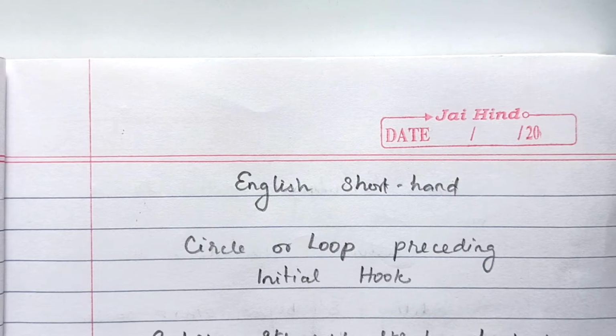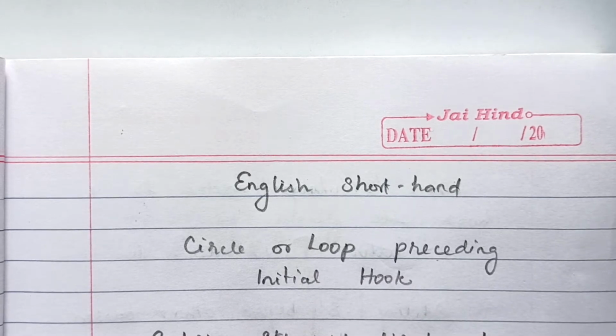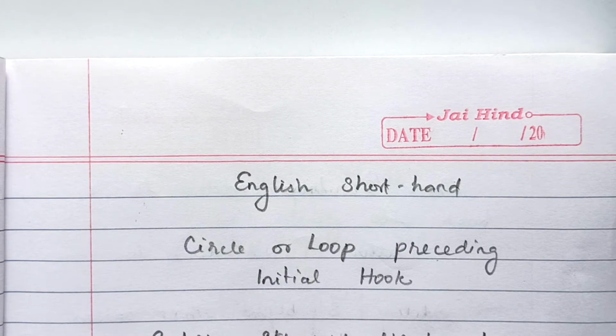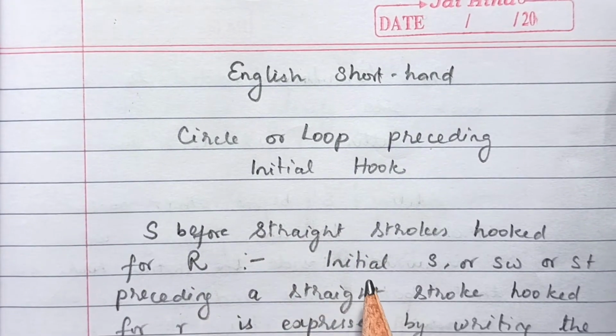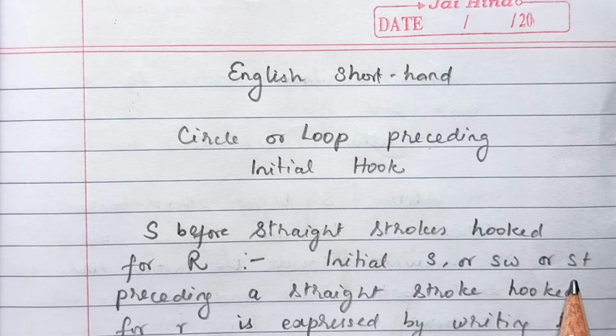Today's chapter is circle or loop preceding initial hook. So we know that S can be written both as a stroke and as a small circle, a large circle, and also in the form of a loop.